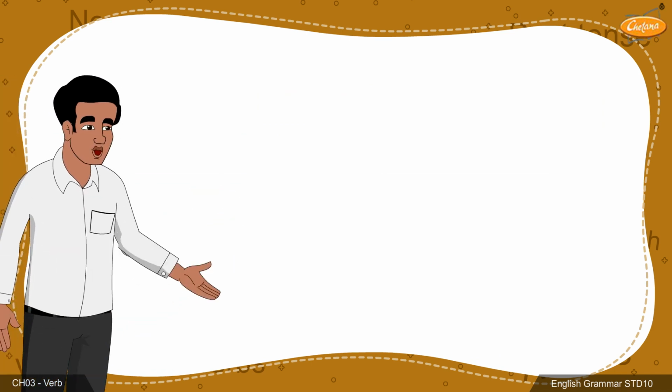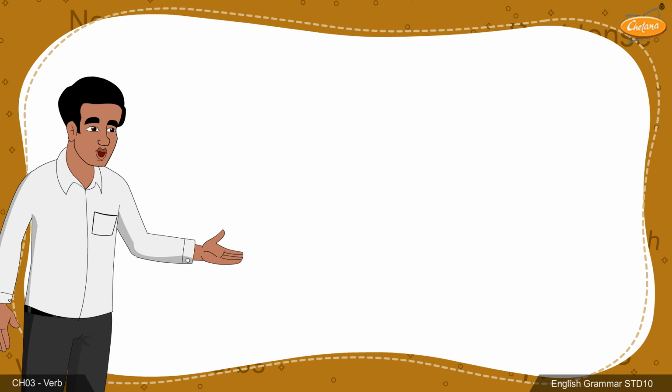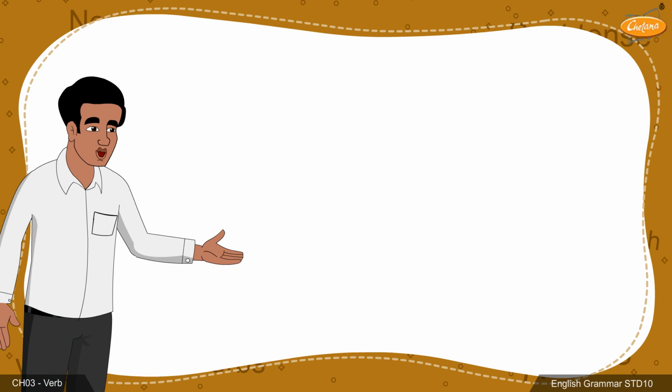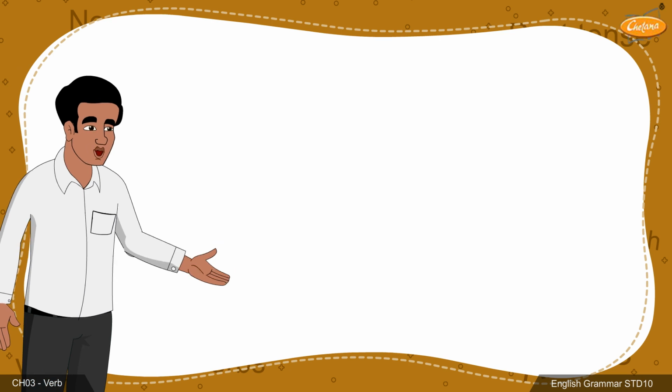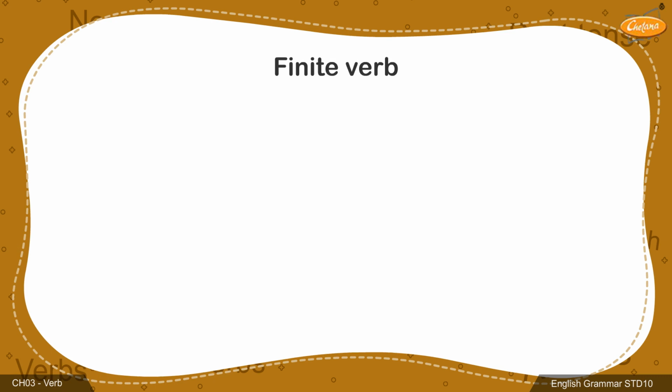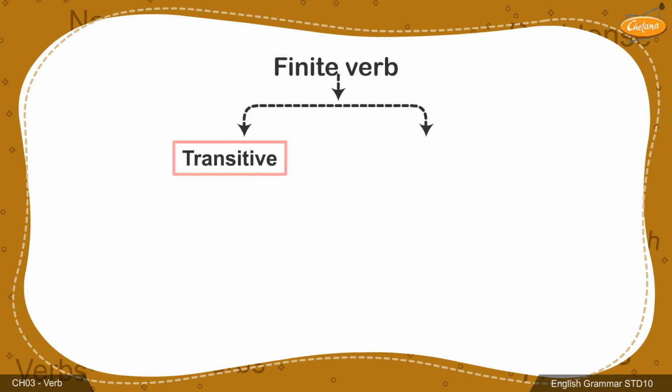Students, a verb that is limited by the person and number of the subject in the sentence is called a finite verb. Finite verbs are further subdivided into transitive and intransitive verbs. Let us understand these concepts.